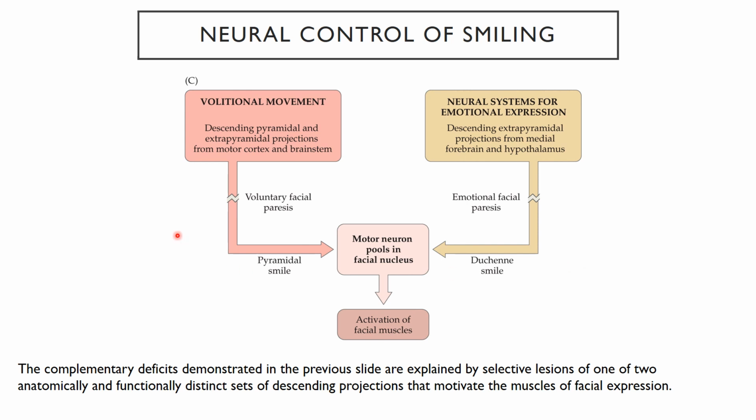This is a clear demonstration that there must be separate circuits involved with this. So voluntary movement coming out of the motor cortex, going through the brainstem, this is voluntary facial control. When there's damage in this pathway, this leads to voluntary facial paresis. This is referred to as a pyramidal smile because the circuits that regulate this go through the medullary pyramids. And so it's going to affect the motor pool in the facial nucleus.